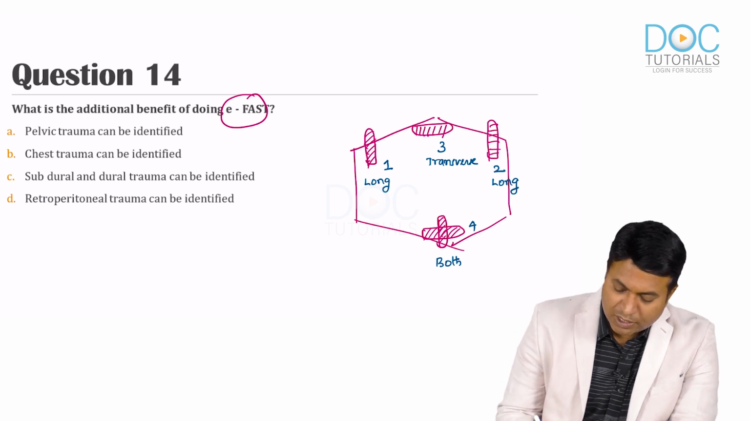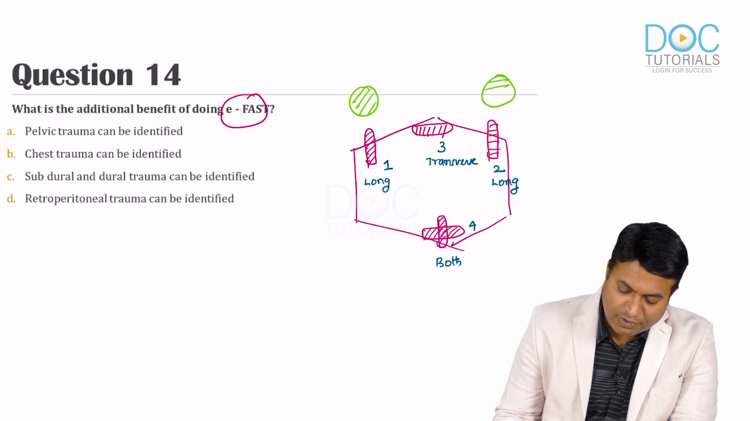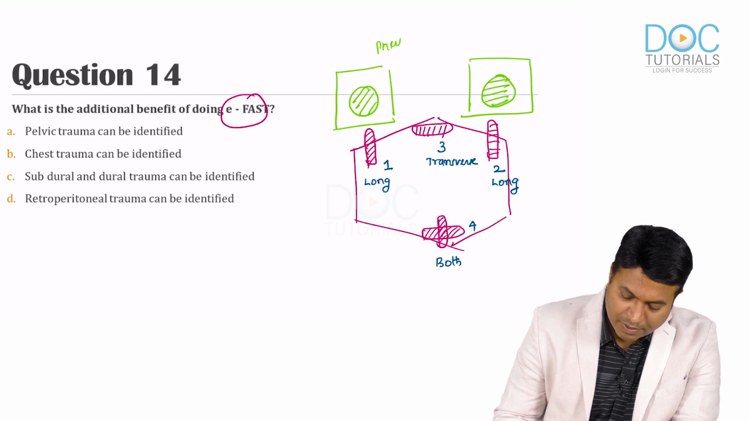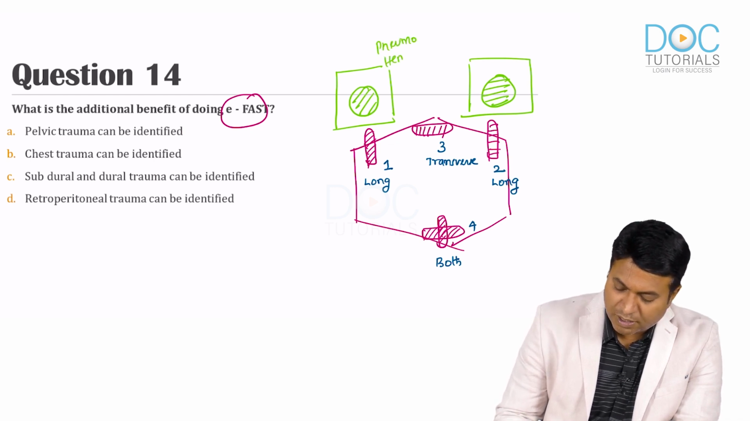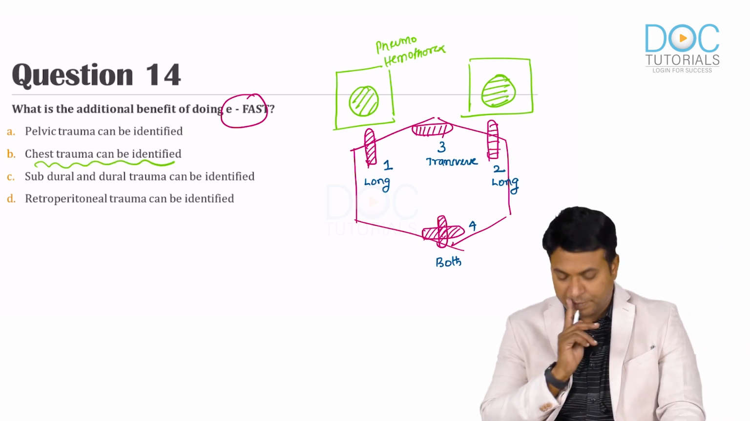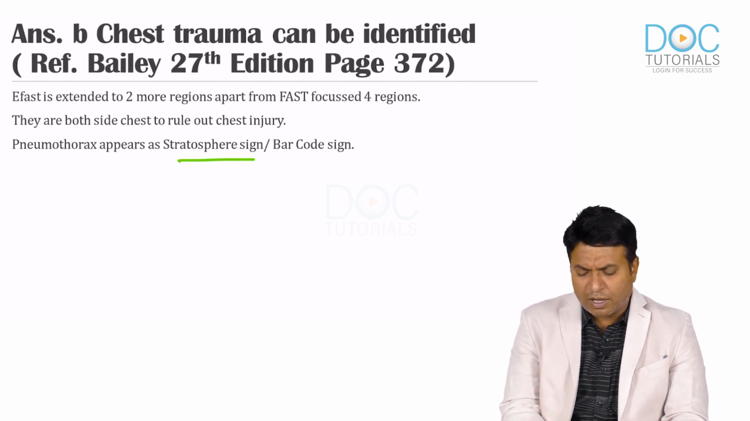E-FAST is extended towards the right side chest and the left side chest. E-FAST is extended to examine the right side chest and left side chest for pneumothorax. For hemothorax, all these cases can be diagnosed with the help of E-FAST. So chest trauma can be identified is the correct answer for the 14th question. Please don't forget, pneumothorax will show you the stratosphere or barcode sign.